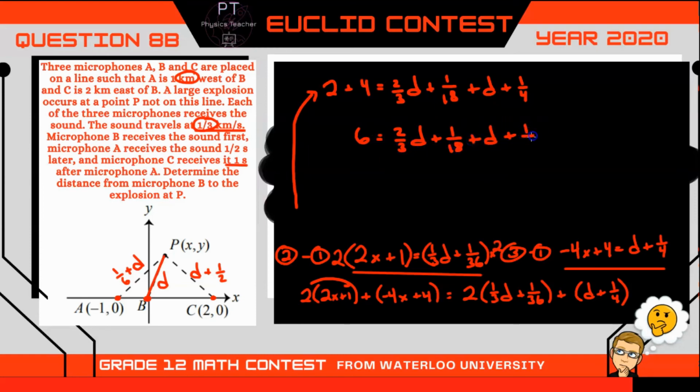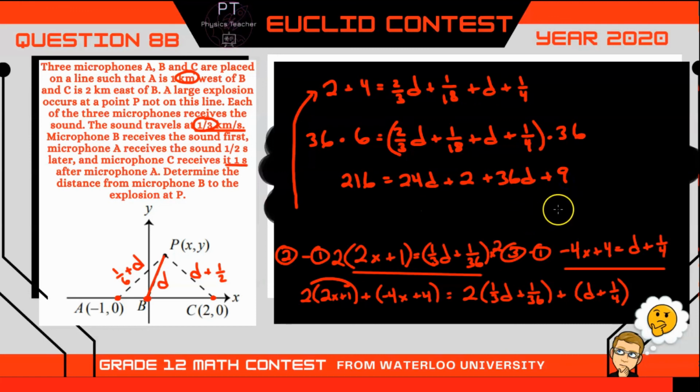Now to get rid of the fractions, I'm going to multiply both sides of our equation by 36. When I do that, I get 216 is equal to 24d plus 2 plus 36d plus 9. So collect like terms, rearranging, and we will get 60d is equal to 205. Or our answer, d, is 41 over 12 kilometers.